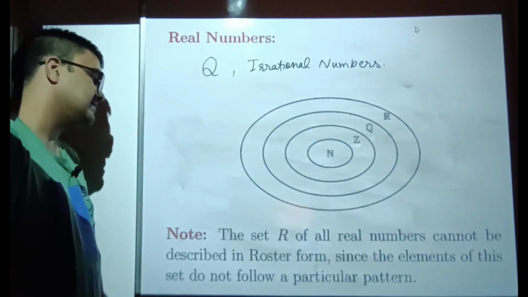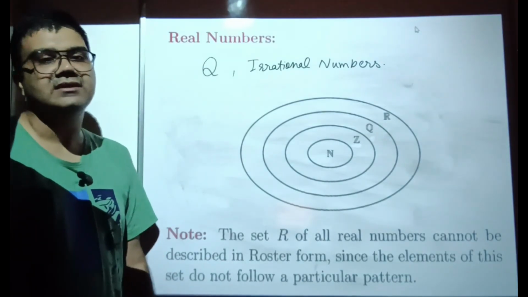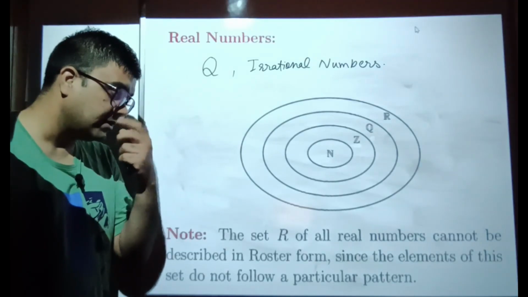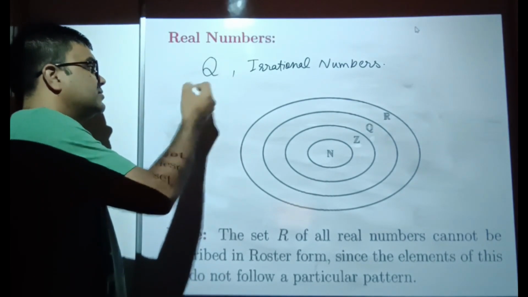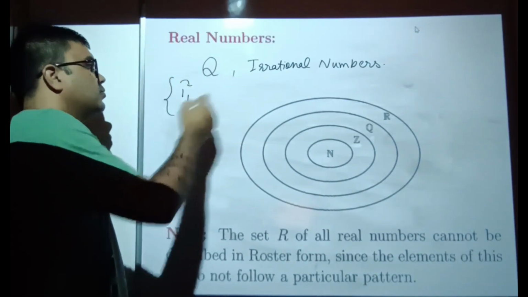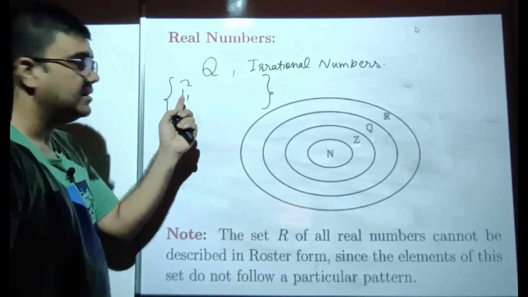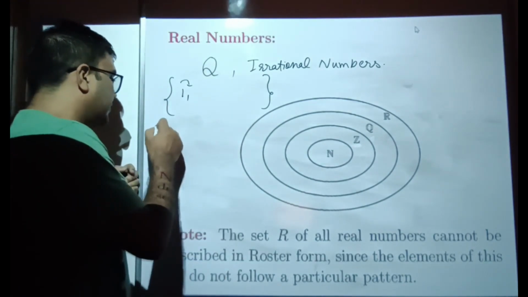And it is interesting to note over here that we cannot describe the real numbers in the roster form, because these real numbers do not follow any particular pattern. Suppose I am talking about the number 1, there is no next number. If I want to write the real numbers in the roster form, I have written 1. What will be the next number? It is not that easy.